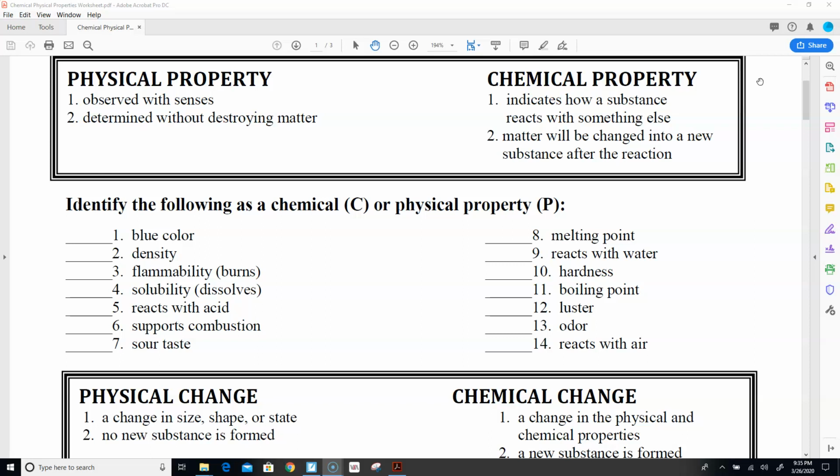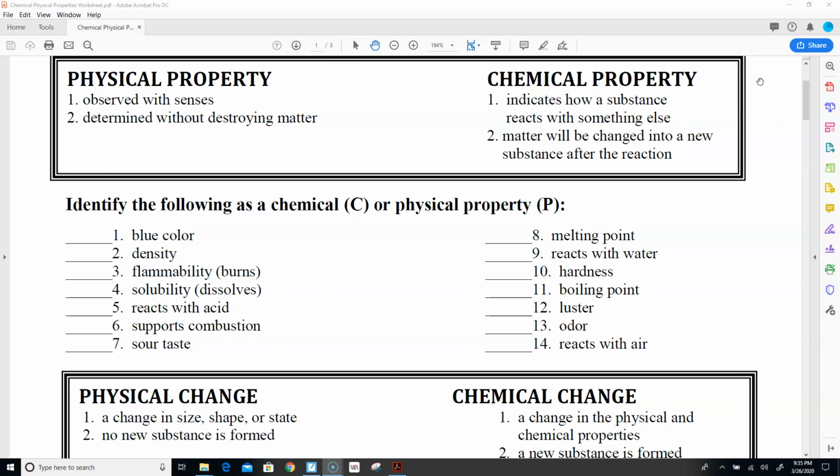Sour taste. Taste, once again, that could be either physical or chemical because taste deals with shapes of molecules. That's how they activate the taste buds. But then also, just by the act of tasting things, they come in contact with saliva in your mouth, and part of your saliva's job is it's got enzymes in there that start breaking things down, so it starts the digestion of food. So anything with taste, I'll count as either.